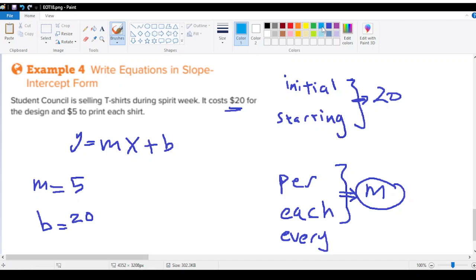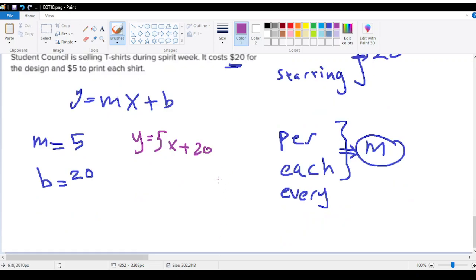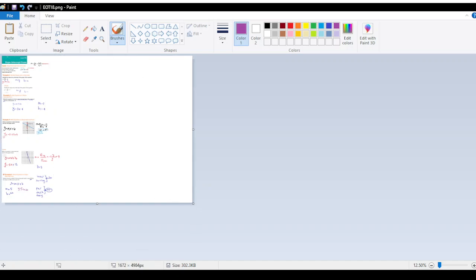Now I'm going to write the equation. Can you tell me what I should write? y equals what? y equals 5x plus 20. Okay, so as simple as that. 5x plus 20. Let me go back. Yeah, this is correct. Now I want you to solve in your book this example or this check.